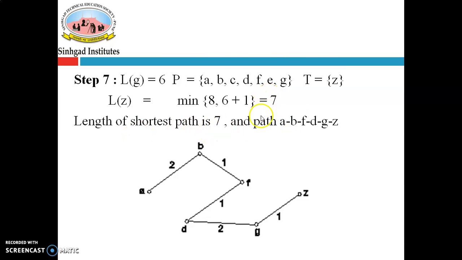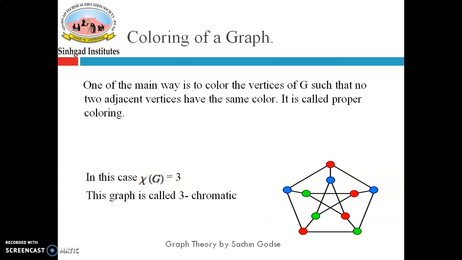So the length of the shortest path is 7, and the path is nothing but A, B, F, D, G, Z. This is the path. So C is skipped here because 2 vertices had the same labels, so we selected any one of these, that is D is selected. So A, B, F, D, G, Z is the shortest path that we obtain between A and Z.